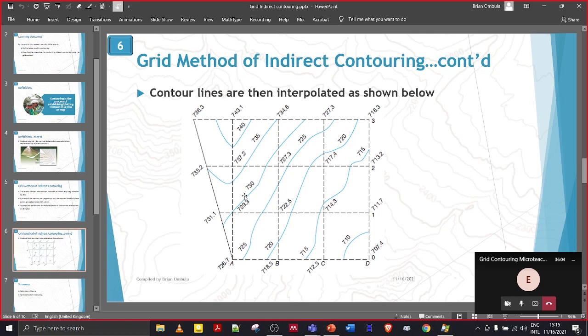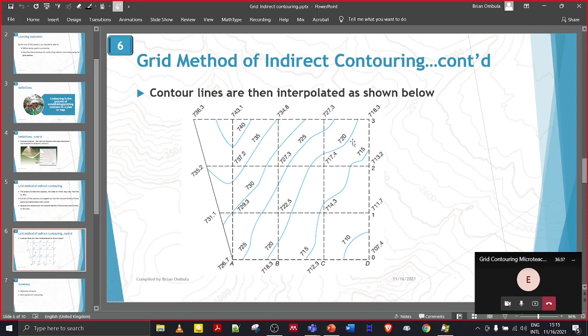If we look closely at the square on the top right of your screen, the one with the 720 meters contour, can you see the square? This one here where I'm pointing with the mouse. Yes. Okay, we'll use this one as an example.